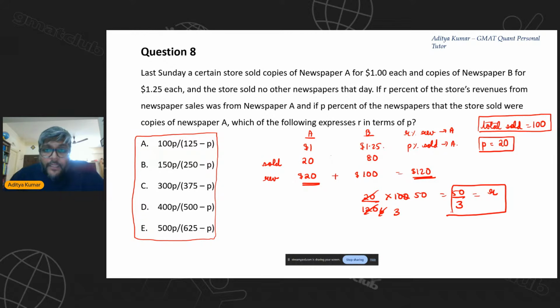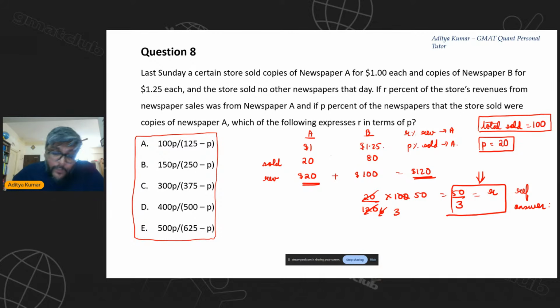Because what are they telling me? R percent of the store's revenue from newspaper sales was from newspaper A, right? So they're telling me the percentage of revenue from A with respect to the overall total. So the percentage has to be 50 by 3%. It's 20 out of 120 to 100. So I've got R. That is my reference answer.